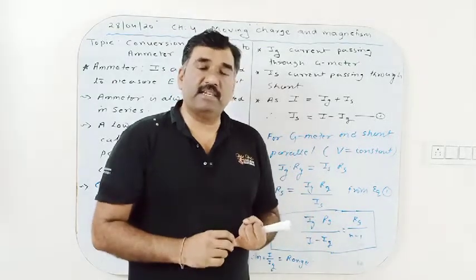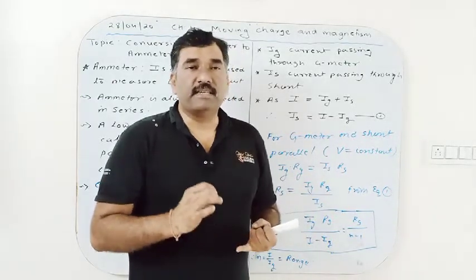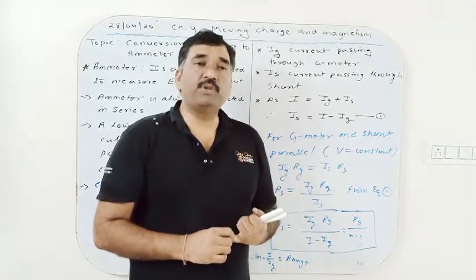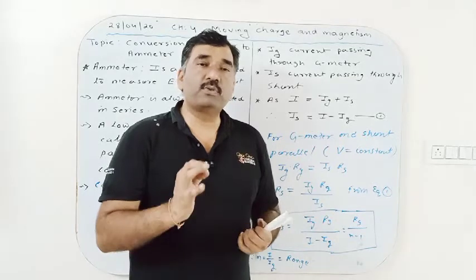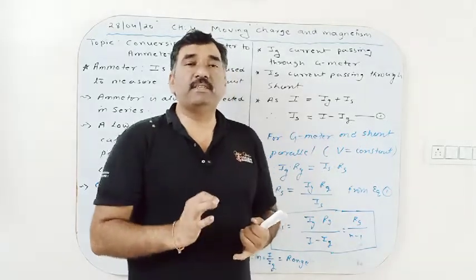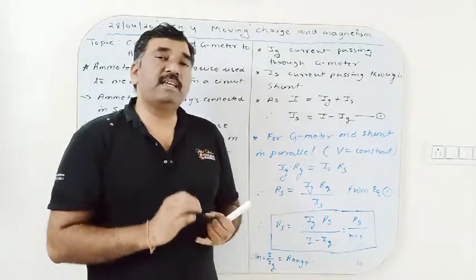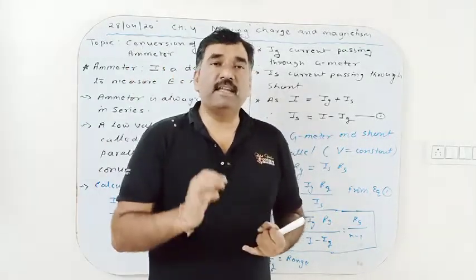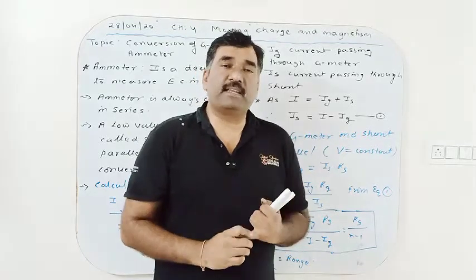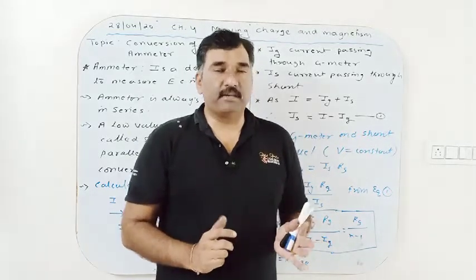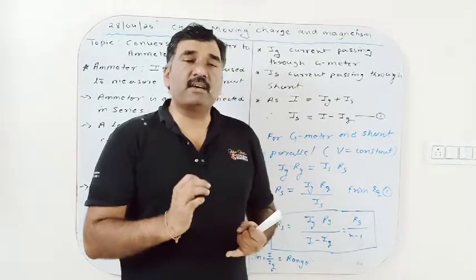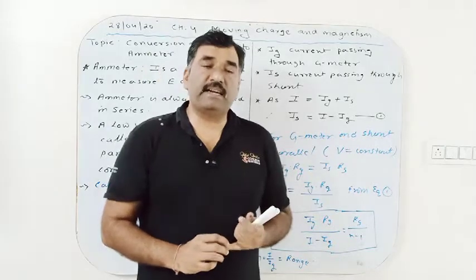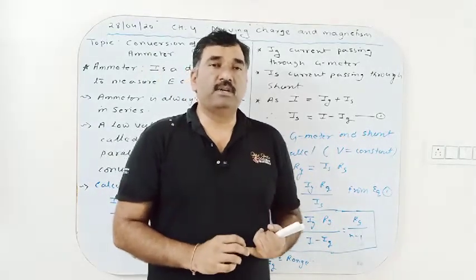The second disadvantage: if the current is large, then it will produce a large amount of heat due to the formula I square RT. So you are not supposed to connect a galvanometer directly in series to measure the electric current. We require a small modification in the galvanometer, by which it can be converted into an ammeter, and that small modification is a shunt.